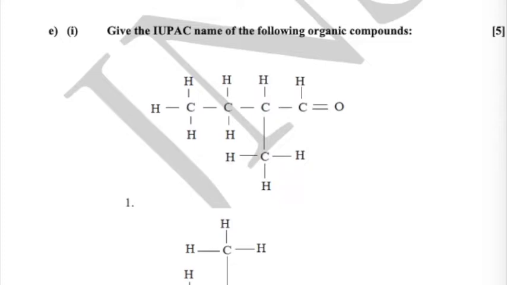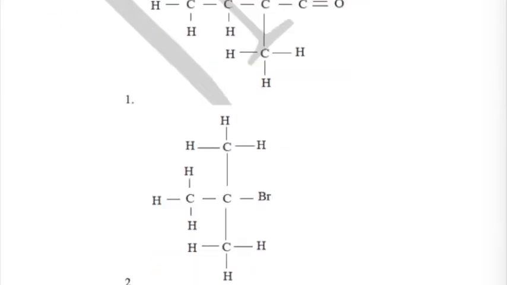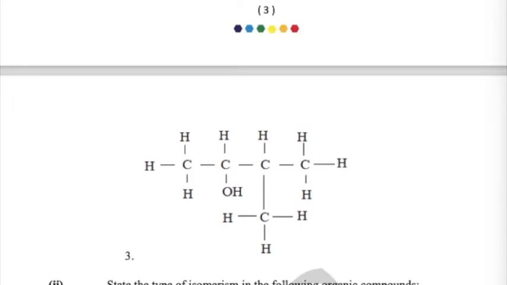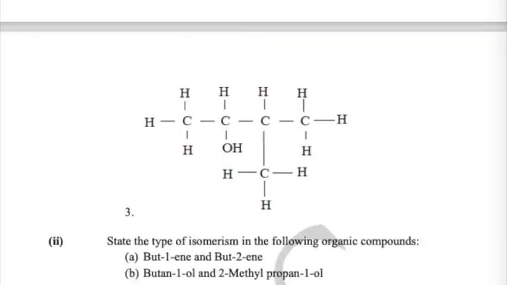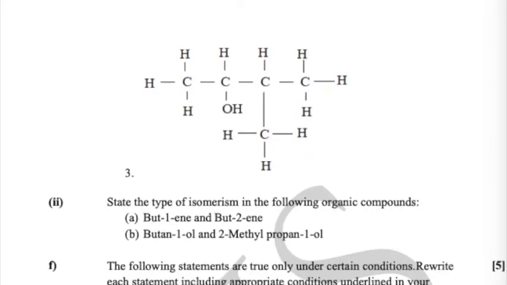Third one is 3-methyl-2-butanol. Yeah. Next is: state the type of isomerism in the following organic compounds. First one will be position isomerism, and second one is chain isomerism. I didn't understand this question at all. Do we have types of isomerism to begin with? Yeah, chain and position. It's not complicated, just 3 things.